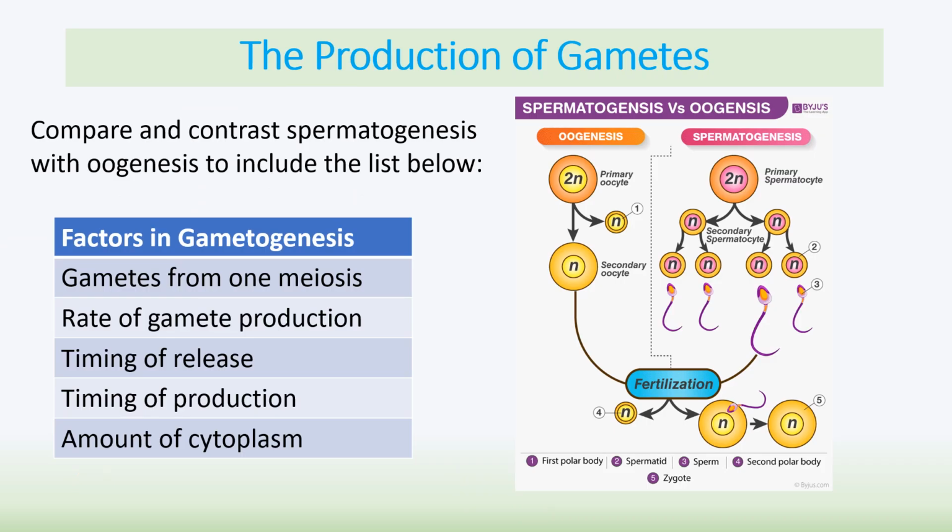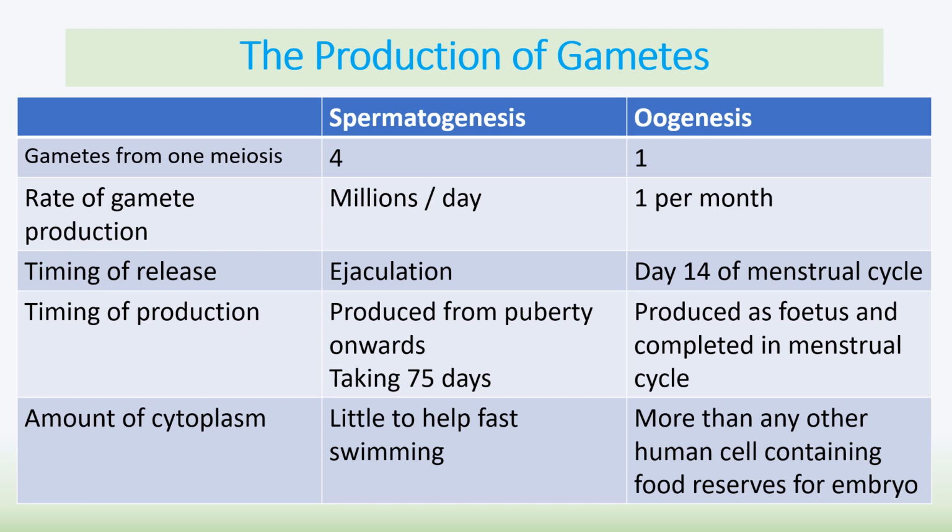You have to compare the production of gametes in oogenesis and spermatogenesis, and you might need to consider the following things: how the gametes arise from meiosis, the rate of gamete production, the timing of the release of the eggs, the timing of production, and the amount of cytoplasm produced. So let's compare these just to finish. In terms of the gametes and how many are produced from meiosis, spermatogenesis produces 4 sperm per meiosis. Oogenesis only produces 1 egg.